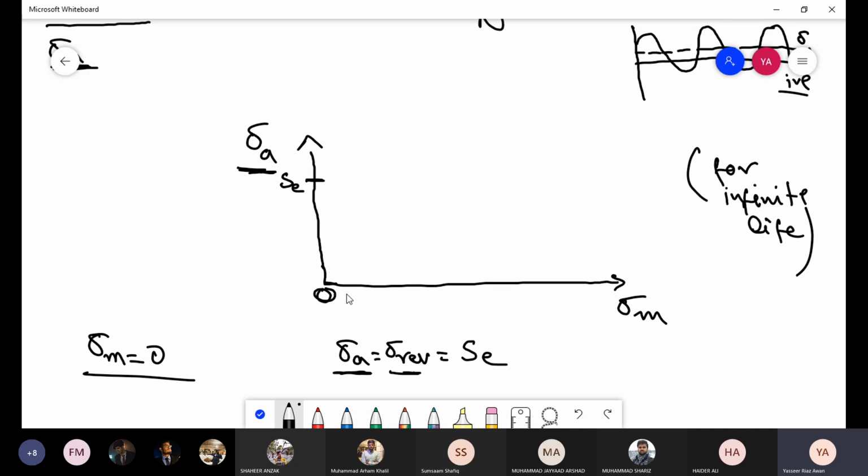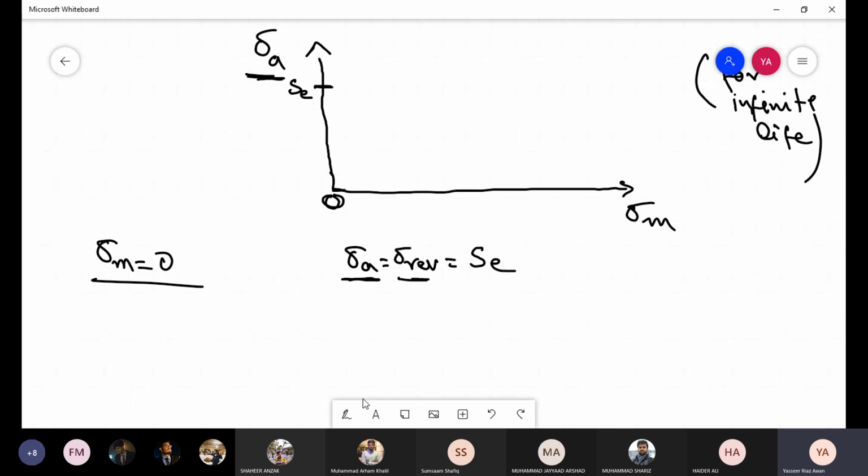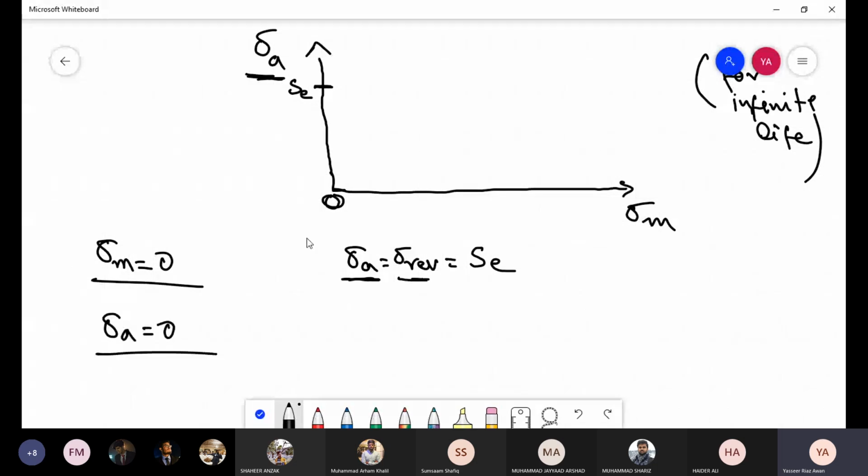And now what happens for the other case? When sigma A is 0, there is no alternating component, only a static one. So that makes it a static stress, because sigma A is 0. So what is the value of sigma m? We are using the word sigma m, but this basically becomes static stress. So what is the limit for static stress where it fails?